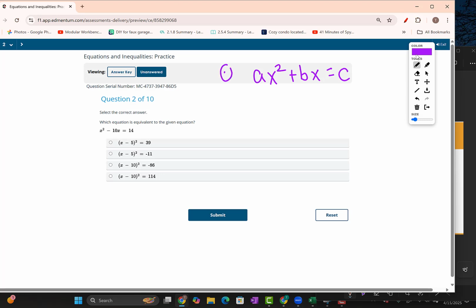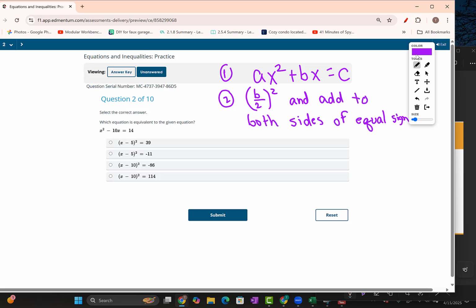The second step, we need to take b divided by 2, square it, and then add it to both sides of the equation. All right, so let's get to it. So our b in this problem is the coefficient of the x term. So our b in this problem is negative 10.